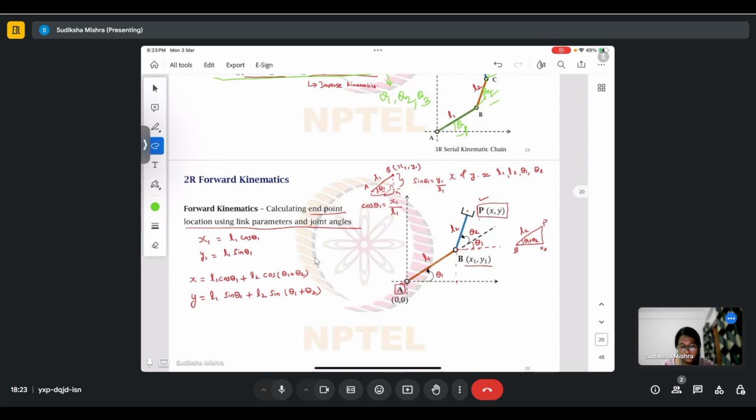So let's look at forward kinematics first of a 2R system, which essentially includes calculating the endpoint location using link parameters and joint angles. Link parameters are L1 and L2 and joint angles are theta 1 and theta 2, wherein theta 1 is the angle that AB, the first link, forms with the base, whereas theta 2 is the angle that BP forms with AB. So if AB were extended, theta 2 is this.